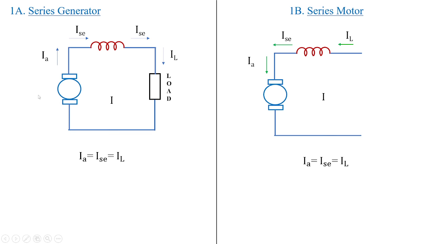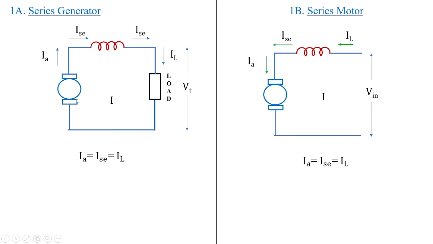Now, in the case of a generator, the energy is liberated and that is being utilized by the load. So here we are treating the voltage across the load as the terminal voltage, and the motor needs an input supply. So here the voltage becomes the input voltage. That is the main difference between these series machines. In the generator, you have the terminal voltage. In the motor, you have the source voltage.